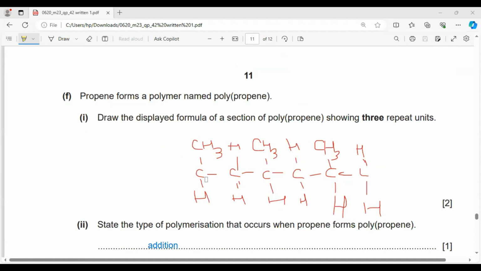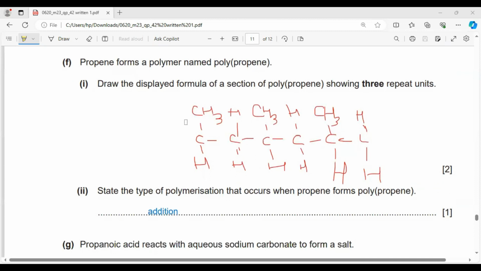Propene forms a polymer named polypropene. Draw the displayed formula of a section of polypropene showing 3 repeat units. We know that propene has 3 carbon atoms and there will be a double bond, but as we have to draw a structure of the polymer, there will be no double bond here. So it will be C single bond C, and we have to write CH3 here. We will show the displayed formula by showing all the bonds of carbon and hydrogen. As it is a polymer, it is in continuation, so we will draw extended bonds on both ends of the carbon.